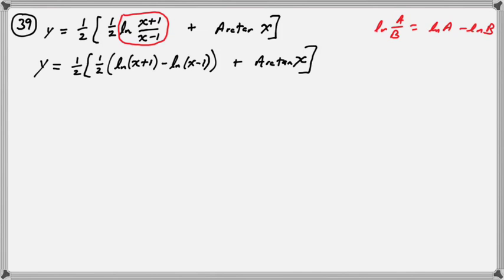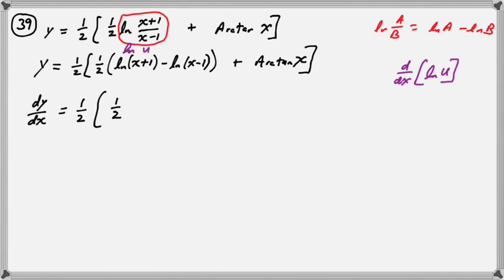Now I'm going to take the derivative. Well, why did I do that? It was to make my differentiation process easier. Because now I know that the derivative of ln of u, natural log of u, is u prime over u. So this is going to be u prime over u.